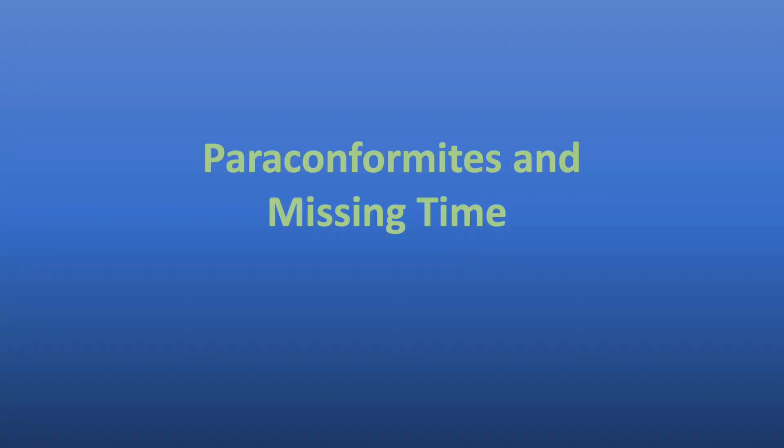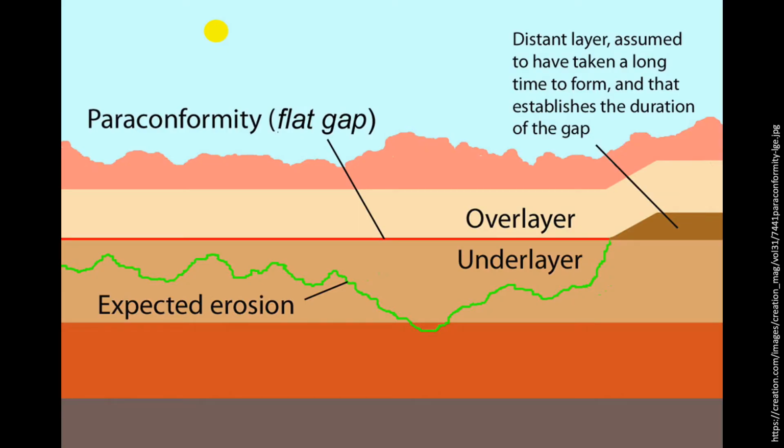Let's talk about paraconformities and the missing time that's supposedly represented by the break between one layer and the next. A paraconformity is a flat gap between two rock formations. If in the distance there was a third formation deposited between the upper and lower formations, and if we estimated a time of 6 million years to deposit this formation in the middle, and then it pinches out and doesn't show up over here, we would still have to assume that there's a 6 million year gap between the lower formation and the one on top. During that 6 million years, there should have been some erosion that occurred to erode this bottom formation before the overlayer, the top formation, was deposited.